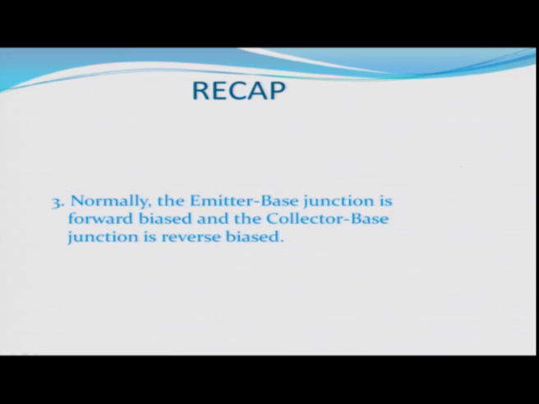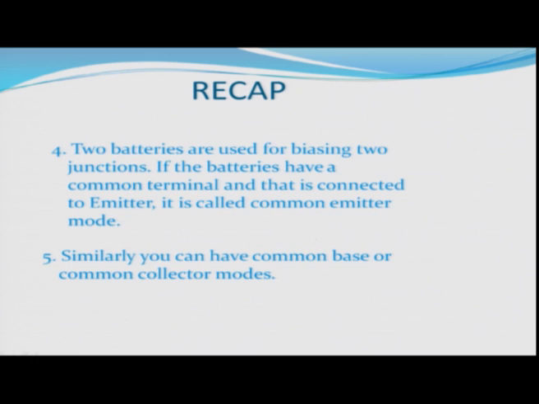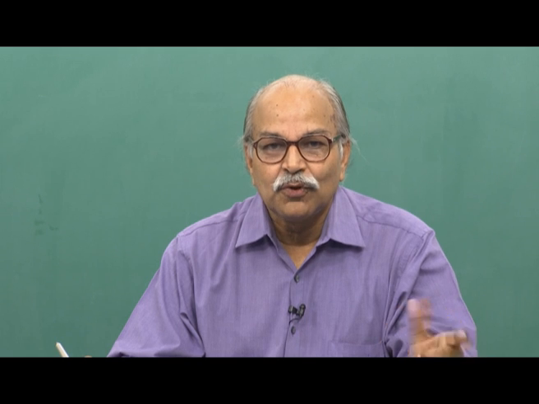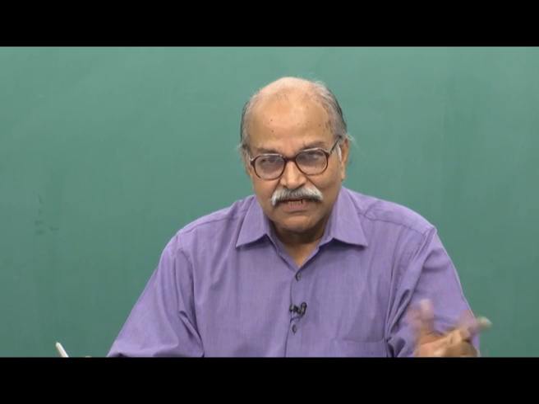Okay. Then normally this emitter base junction is forward biased and the collector base junction is reverse biased in normal operations, many of the applications. Two batteries are used for biasing these two junctions. So, if you have two junctions, let us say you have this NPN. Most of the discussion that I had done was with reference to NPN transistor. The entire physics is the same. One can talk in terms of PNP transistors, the roles of electrons and holes will be swapped.